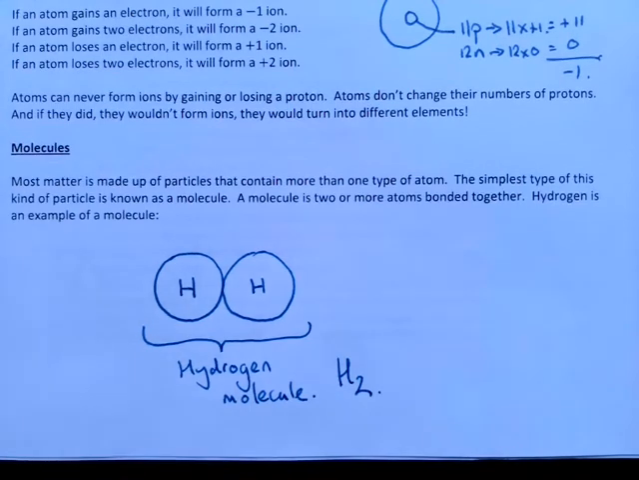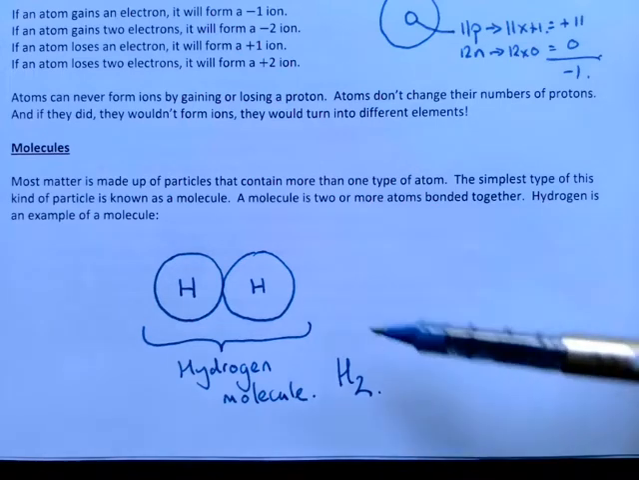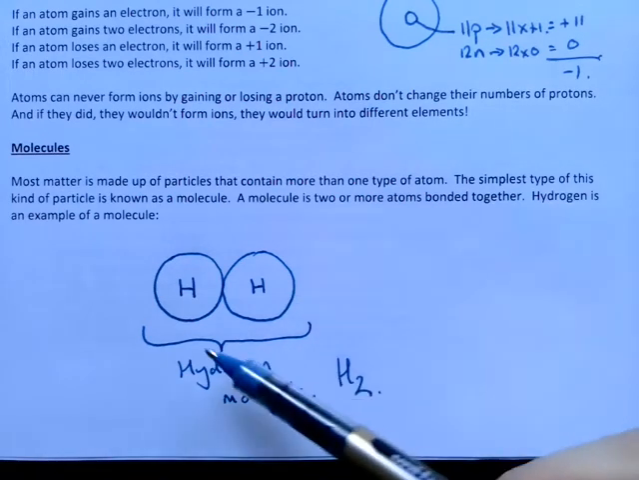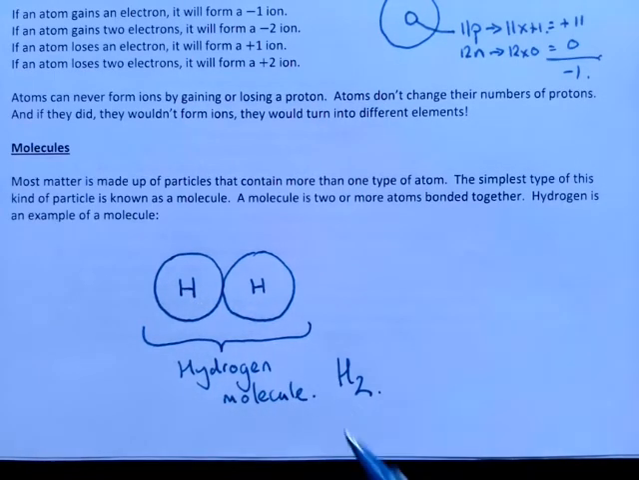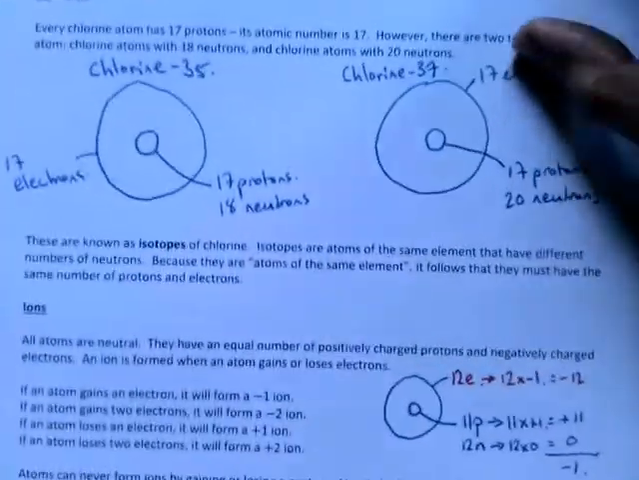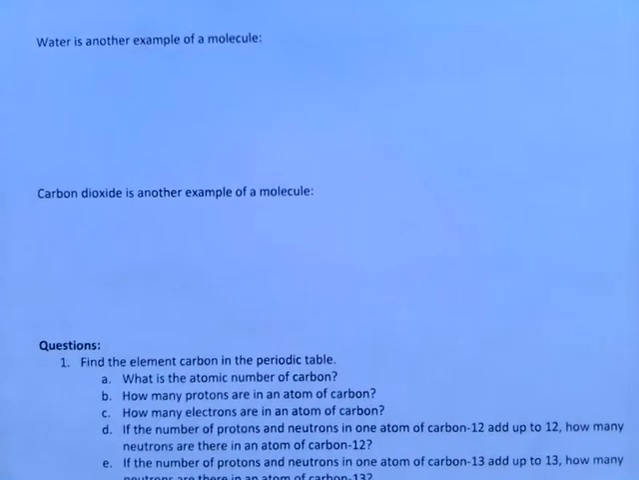All right, so molecules are very easy to understand. I know isotopes and ions have been quite difficult, so let's finish on a high with something that's quite nice to understand. So this molecule is just two atoms of hydrogen stuck together, and we call it H2. All right, and we can do a few more examples.